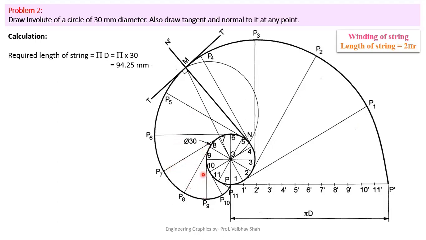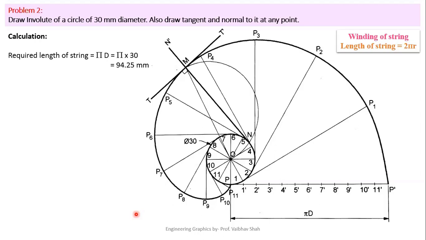This is your string length. So it is getting wound around this circle. This is a string length. This is your final string. And when you try to wind this string over, this portion of string would be here over the circle. So now your complete string is wound around this circle. So this is nothing but your involute of a circle for this case.